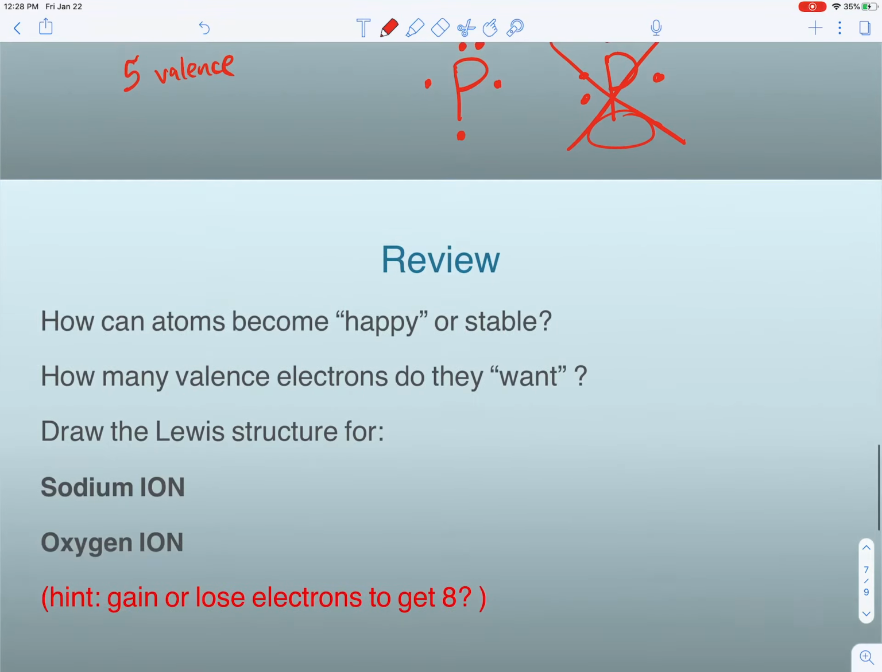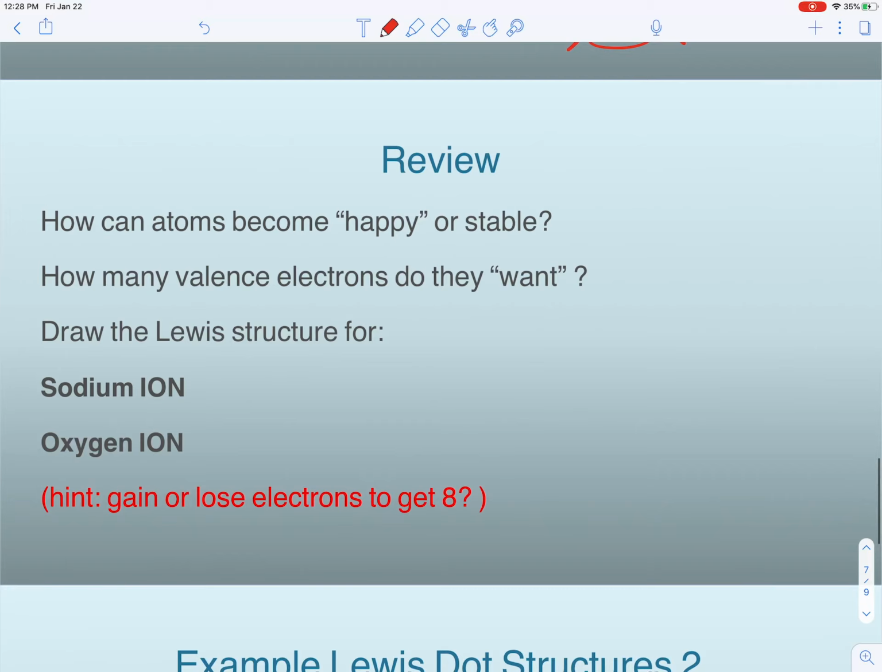Already halfway through our lesson. So how can atoms become happy or stable? How many valence electrons do they want? Remember the octet rule, a little review here, states that atoms want 0 or 8 valence electrons, right? They want an empty or full valence shell.